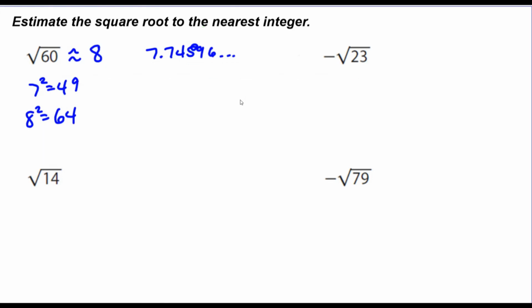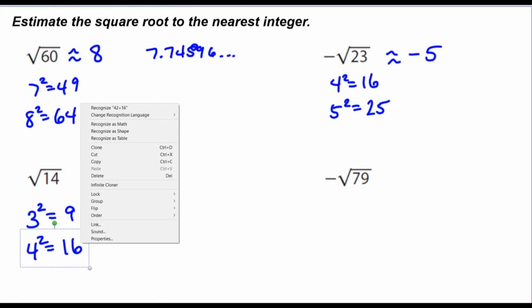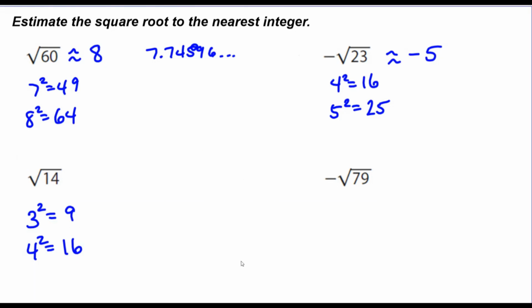The next one, what is approximately the negative square root of 23? Well, I know my perfect squares that 23 is in between are 16 and 25, since 4 squared is 16 and 5 squared is 25. And this number is actually closer to 25 than it is to 16. So I'm going to say that this is closer to negative 5, since I was asking for the negative root there. And then the next one, the square root of 14. I know my perfect squares. 3 squared is 9, and 4 squared is 16, and 14 is closer to 16 than it is to 9. So I'm going to say that this is approximately 4.